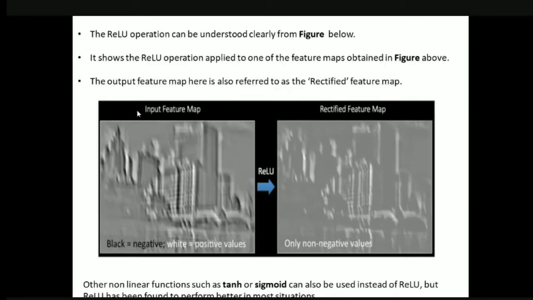If you see here, this is our input feature map before applying ReLU. The black pixels are negative values, and the white pixels are positive values. When we give the input feature map to the ReLU activation function, the output will be only non-negative values, and the negative values will be completely eliminated. This output we call the rectified feature map.